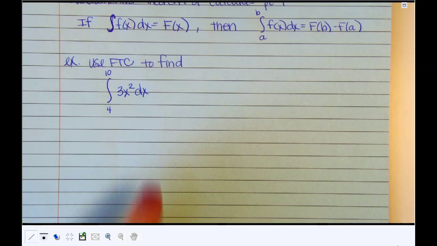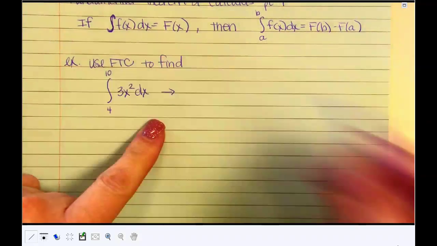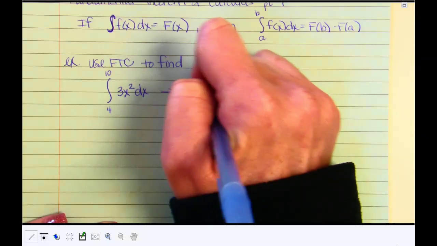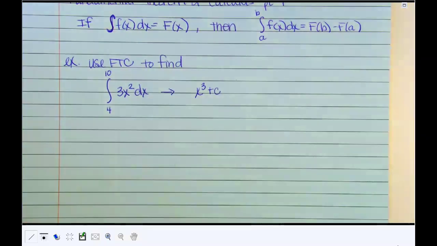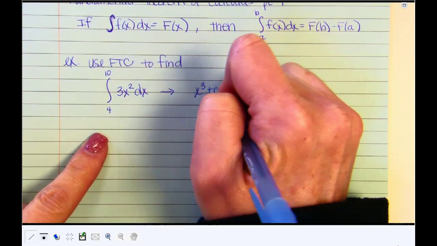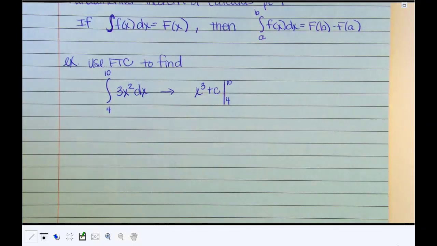To do this, you do the antiderivative. So what's the antiderivative of 3x squared? Okay, x cubed plus c. Now, this has a little bit different notation to it. We need to somehow indicate that we need to plug in the 10 and the 4. So we use this straightened out line.